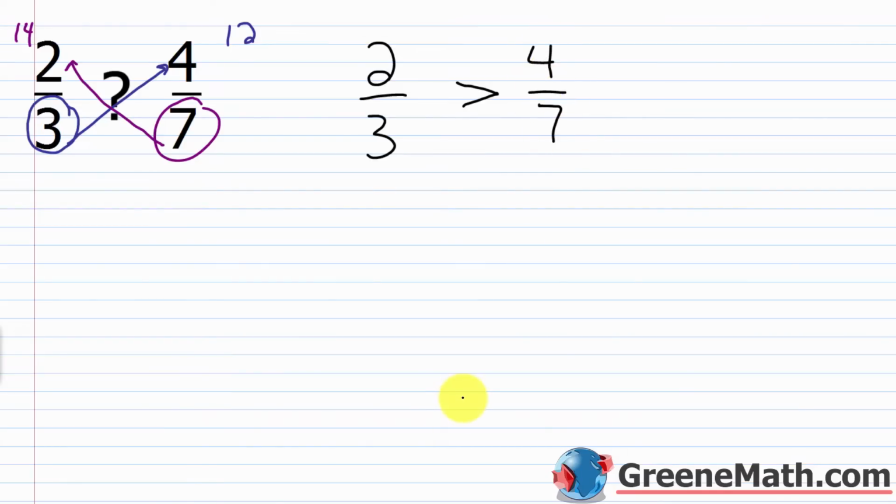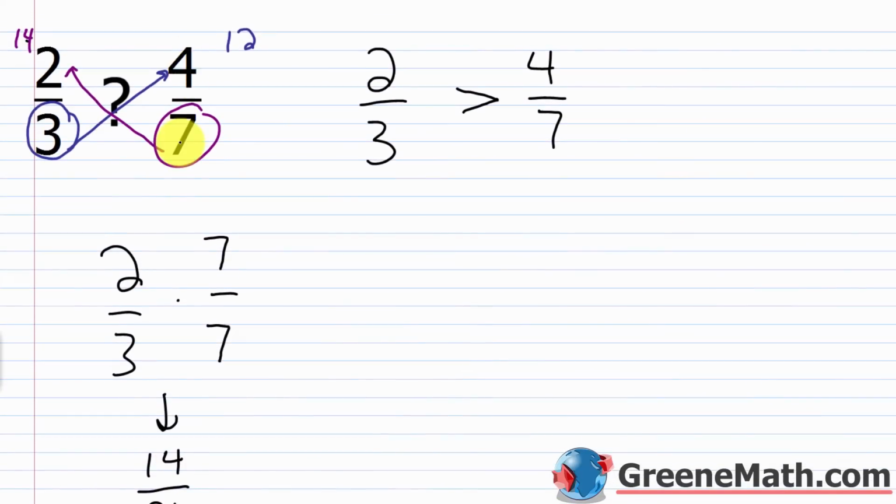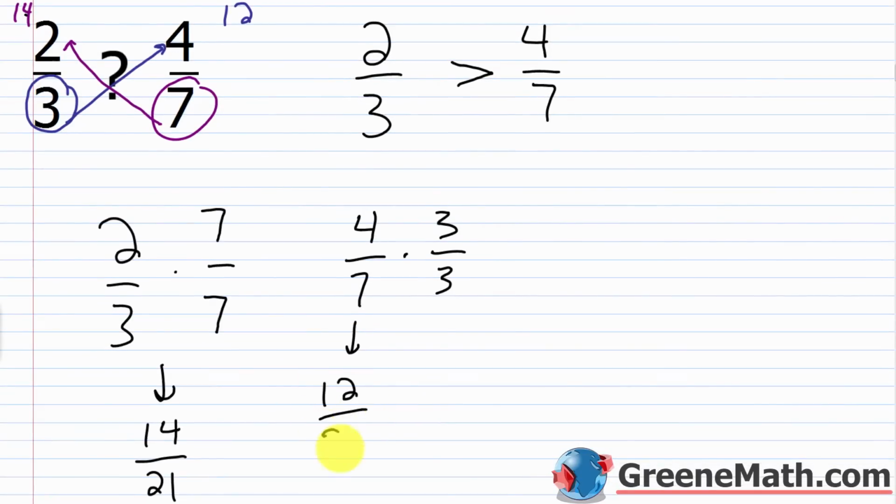And again, if I went through the long process of multiplying 2/3 by the denominator of the other fraction, 7/7, I would end up with 2 times 7, which is 14. Again, that's what I got there. And then 3 times 7 would be 21. So this would be 14/21. If I multiplied 4/7 times the denominator of this fraction, 3, so 3/3, 4 times 3 is 12. Again, that's what I got there. So 12/21.